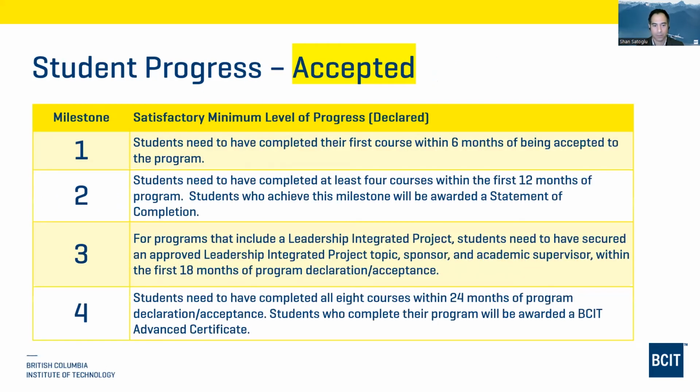Next slide, please, Darren. So if you do the formal application and you're accepted to the program, the first milestone is make sure you start your first course within 6 months of being accepted. So don't be accepted and then just wait a year and get started. Psychologically, that's probably not so great if you keep in mind what your goal was for applying to the program. Second milestone is to complete the first 4 courses within the first year. And at that point, we would offer a statement of completion. And that's the milestone to start thinking about your integrated project and who your sponsor would be. That's milestone number 3. And then milestone number 4 is to finish all 8 courses within the 2-year period.